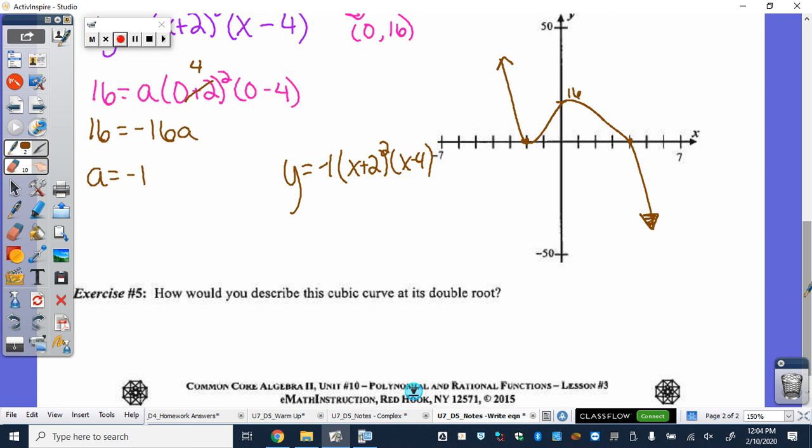So how would you describe this cubic curve at its double root? What is it doing at its double root? Bounces. That's how we know it's a double root, because it's bouncing at that x-axis instead of crossing through it.